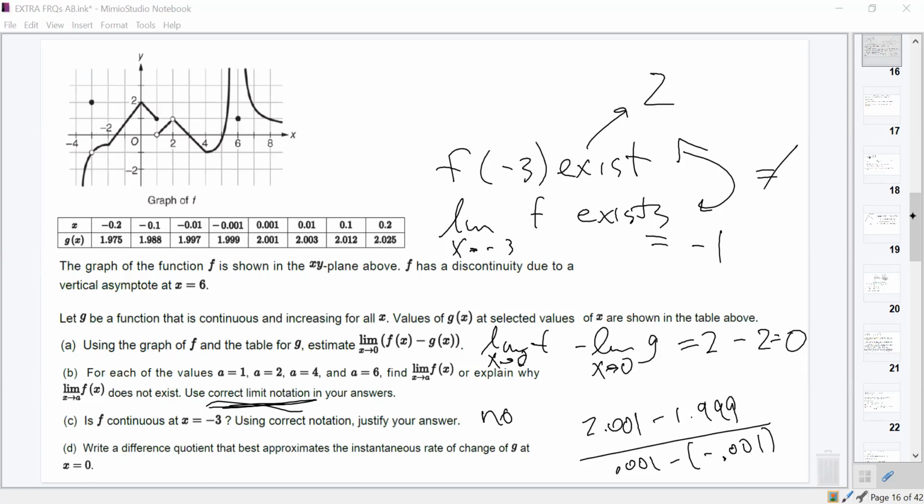Anybody else? Any other last second questions? All right, make sure you have your sharpened pencils and a pen if you want one for the free response, although you can do it in pencil if you wish.